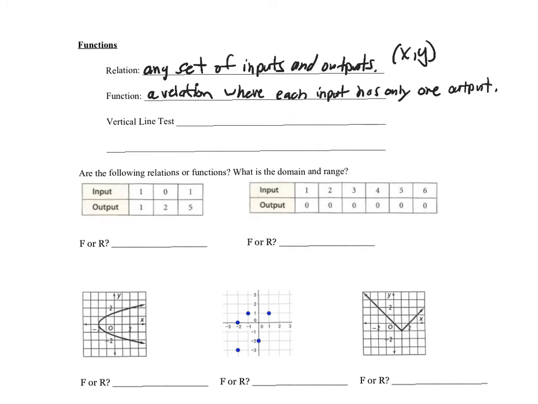And that's where the vertical line test comes in. The vertical line test says if a vertical line hits 2 points of a relation, that relation is not a function.